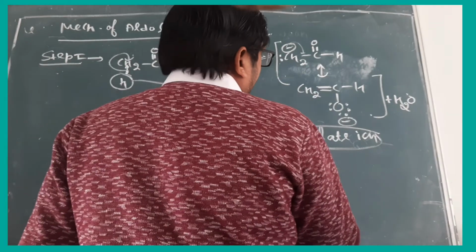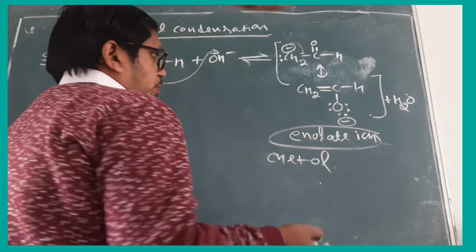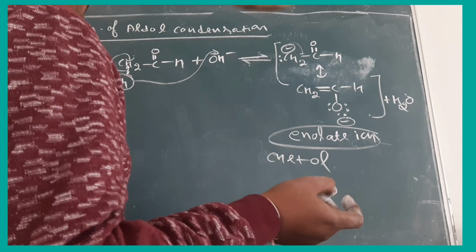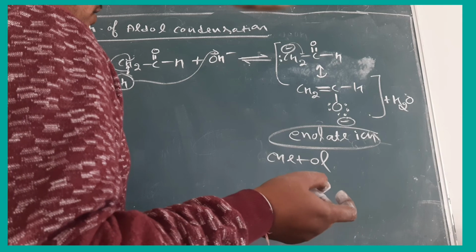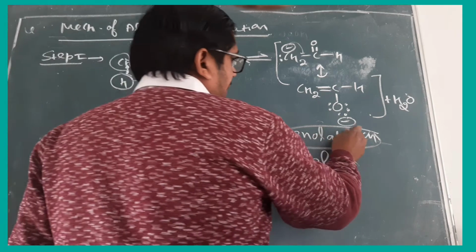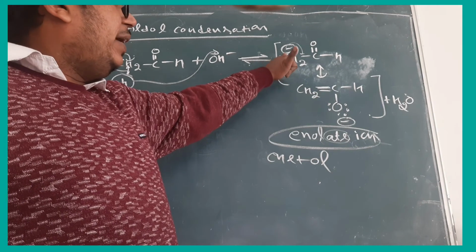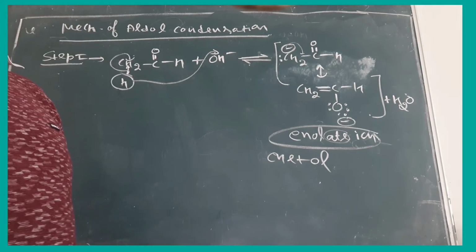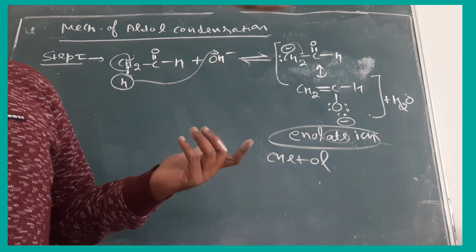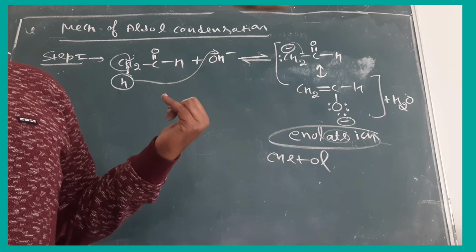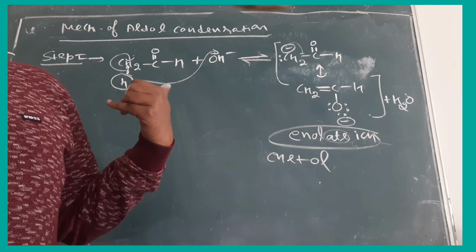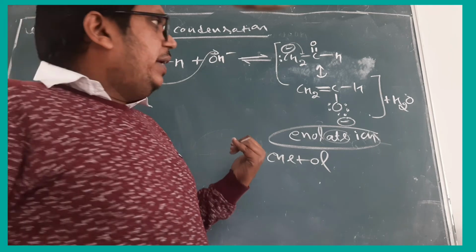Enolate ion, and along with that there is a COH group. Why is the O negative there? It is there because of the negative sign on the carbon. That is why it becomes an enolate ion.